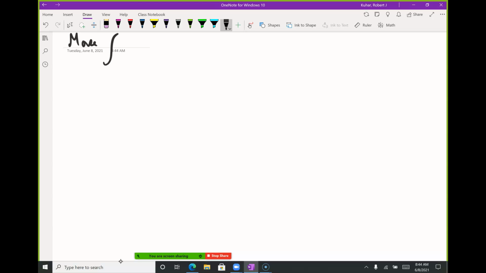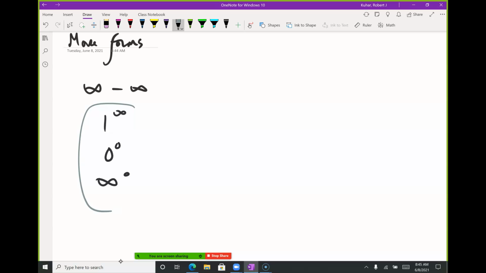Some more forms. There's infinity minus infinity, and on that one, we do an LCD. There's 1 to the infinity. There's 0 to the 0. And infinity to the 0. So these are the more of the forms that you would see. And we'll see a couple of them. We'll see these really mostly in the Calc 2 class. So I want to do a couple of problems with those on how to deal with it.